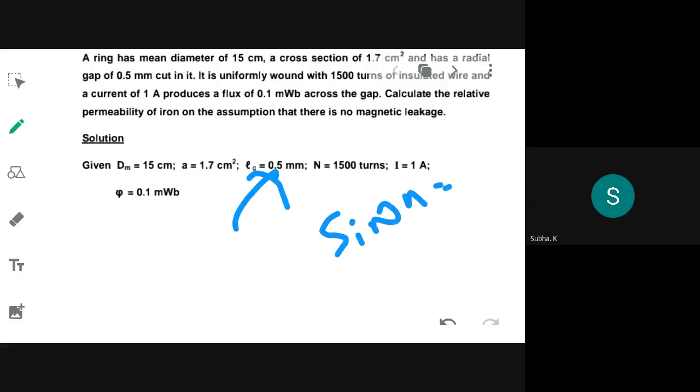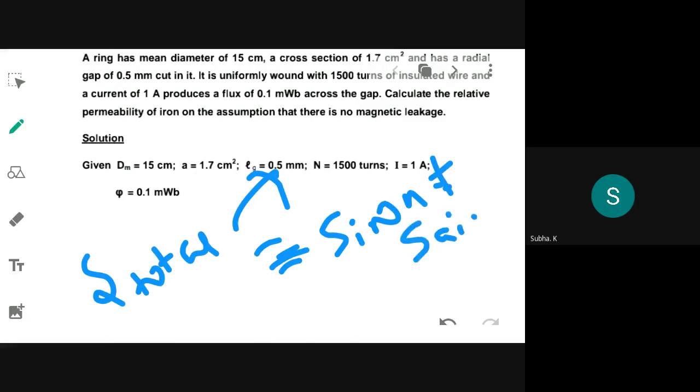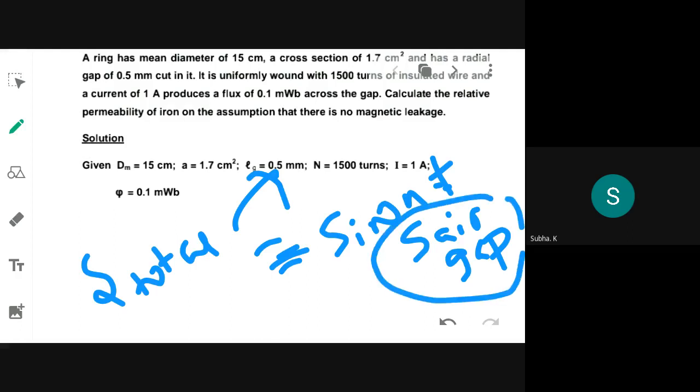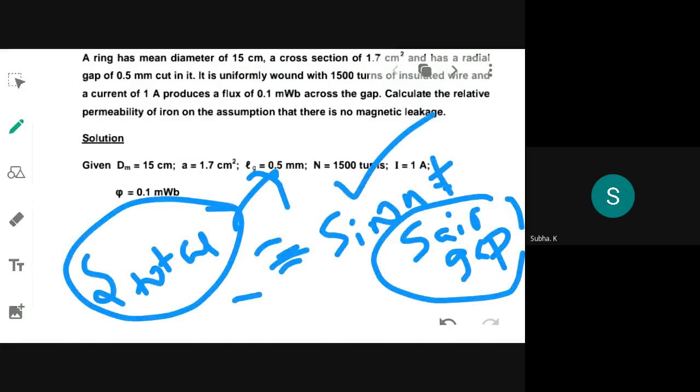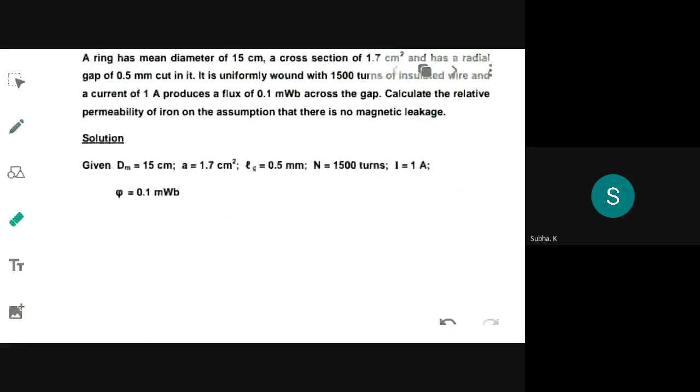If this is a series magnetic circuit, then the total reluctance is the sum of the reluctance of the iron path plus the air gap. So if I am able to find the reluctance of the air gap and the total reluctance, then by subtracting these two, I will be able to find the reluctance of the iron path. So what is the formula for finding the reluctance of the air gap? Will I be able to find the total reluctance? What is the reluctance of the air gap first? Tell me the formula.